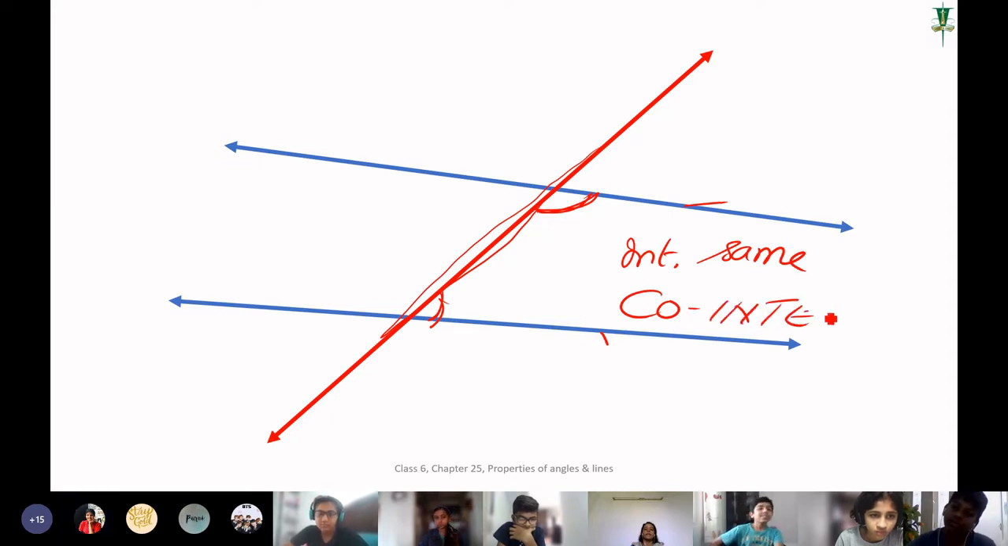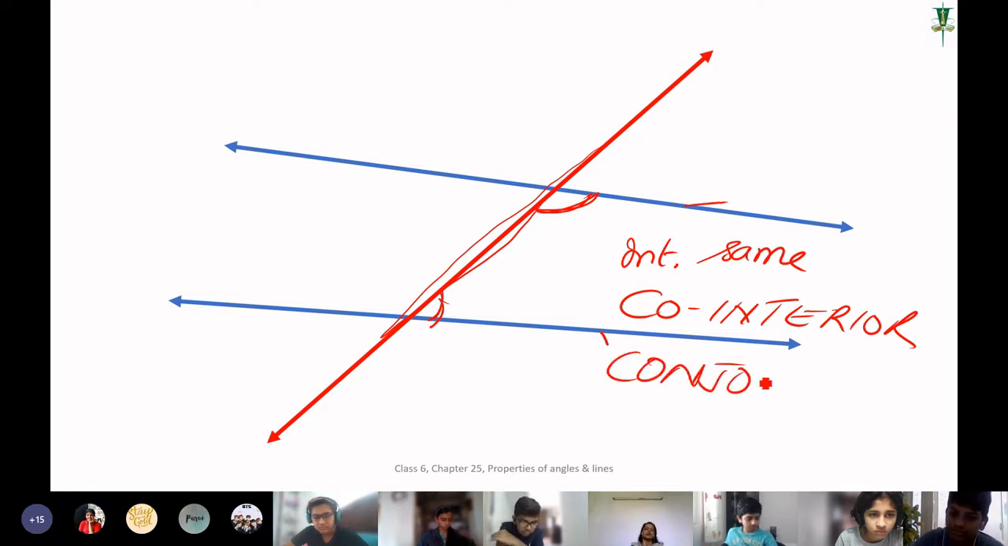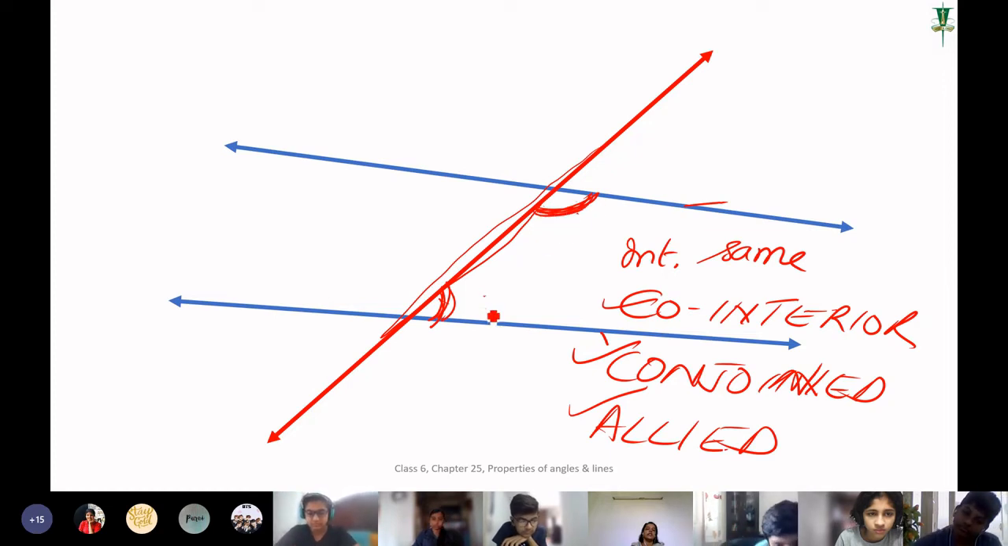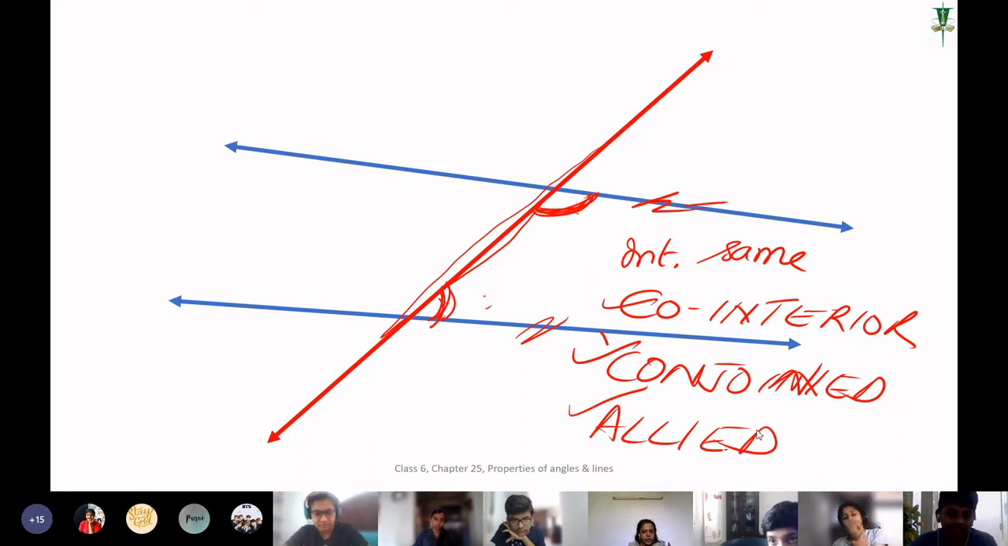What are the other names? Conjoined, you can remember by conjoined twins. And then what is the other? Allied angles. Okay, all of these mean the same: on the same side of the transversal and in the interior as regards the other two lines. Refreshed. All this was done last time. Now you're able to recollect it. We'll go further based on this understanding.